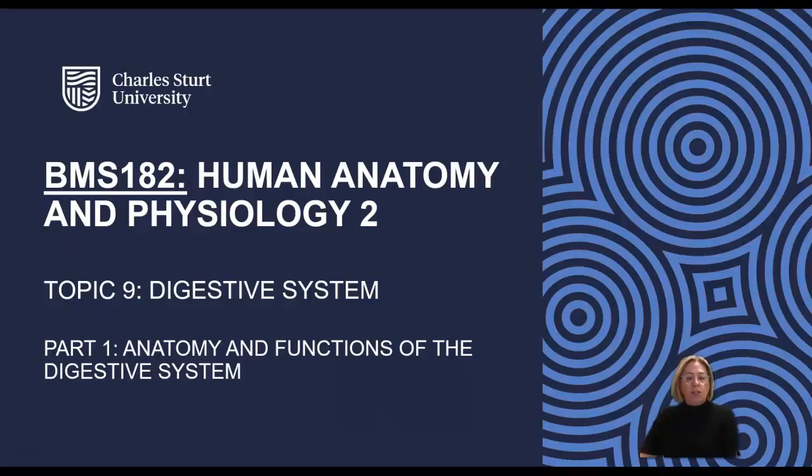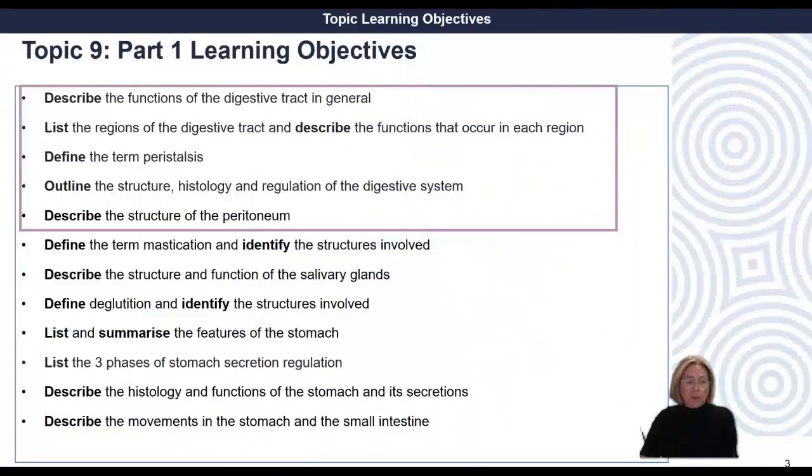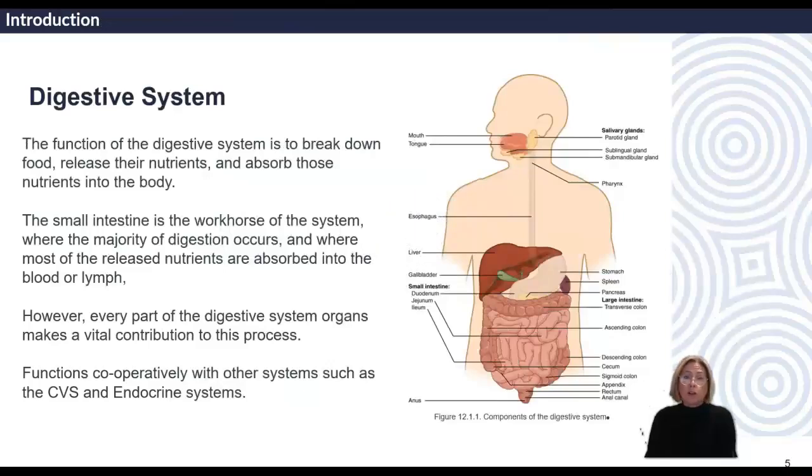Now, this is the first part of the topic, and we're going to be learning about the anatomy and functions of the digestive system. And so the learning objectives for this first part are to be able to describe the functions of the digestive system in general, and then be able to list the regions of the digestive tract and describe the functions that occur in each region, be able to define the term peristalsis, and then be able to outline the structure, the histology, and the regulation of the digestive system, and be able to describe the structure of the peritoneum.